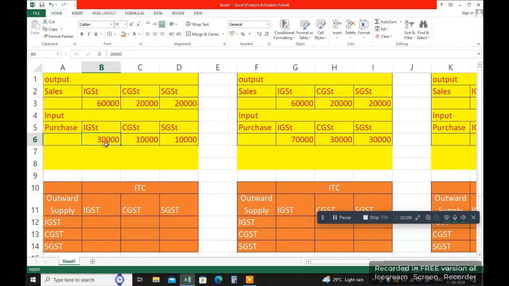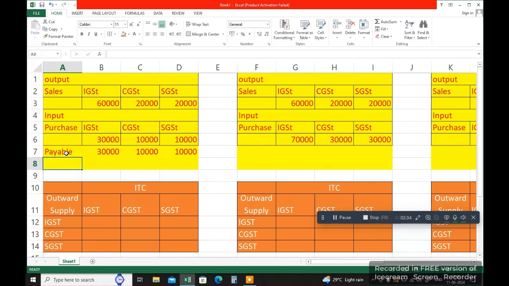So the formula to calculate GST is output minus input. I will do the same thing here, is equal to output minus input. This is the easiest calculation of GST. I will drag this. Now see, all these values are positive. That means your output is more, so you are getting a positive value here. So that means all this is payable.